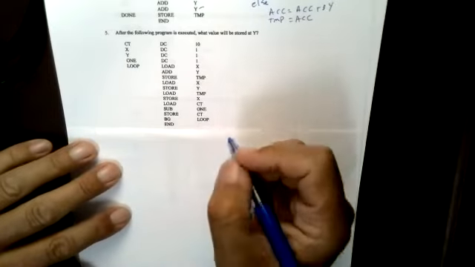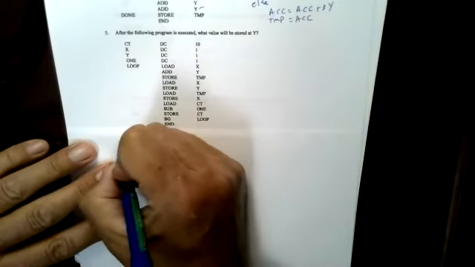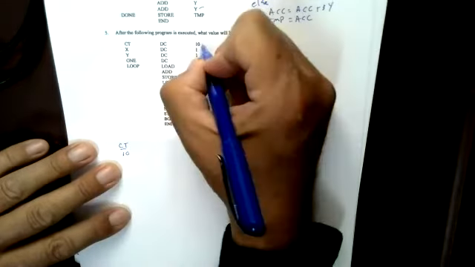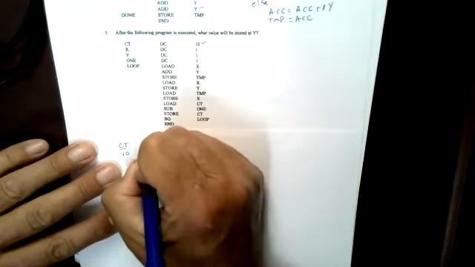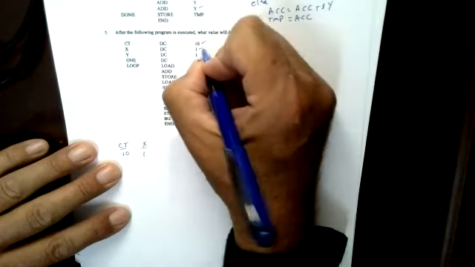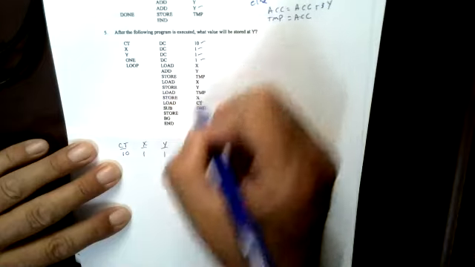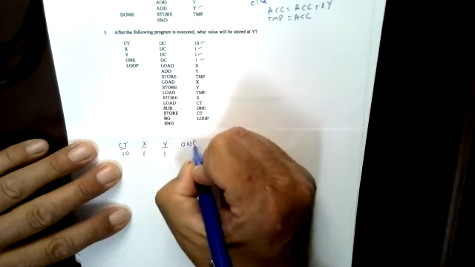Anybody have an answer? No. CT gets a value of 10. X gets a value of 1. Y gets a value of 1. Hold on. I almost got an answer. Okay.